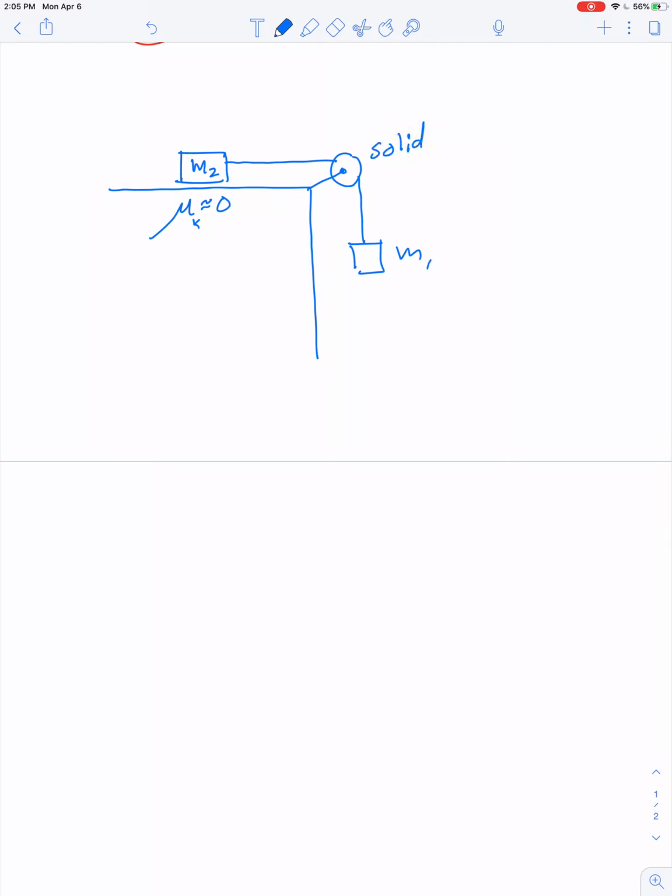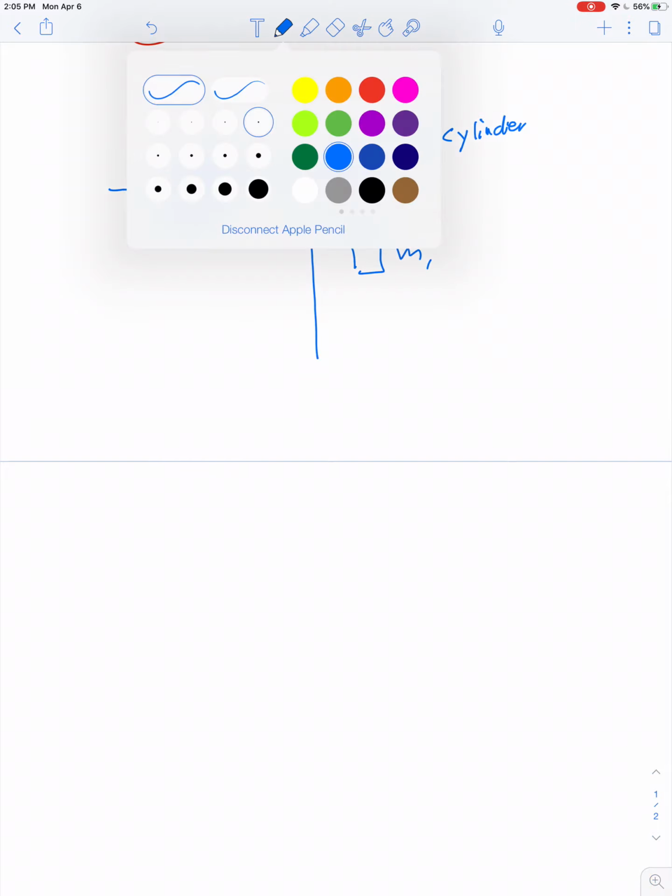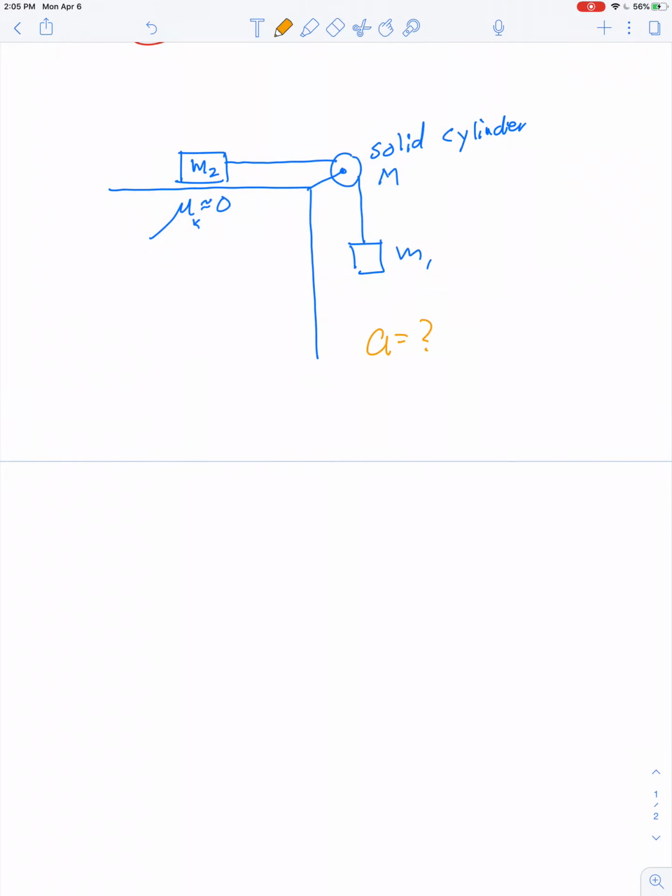Instead of both masses hanging vertically, you've probably studied cases before where the pulley sits on the edge of a desk and one object slides across a very smooth surface. We'll say the coefficient of kinetic friction is practically zero. So M2 is on a horizontal frictionless surface and M1 hangs vertically. And how about we say the pulley happens to be a solid cylinder of mass capital M. So there's two approaches to figuring out what the acceleration of the system is.